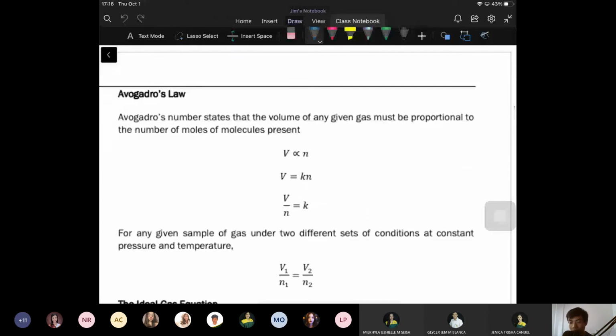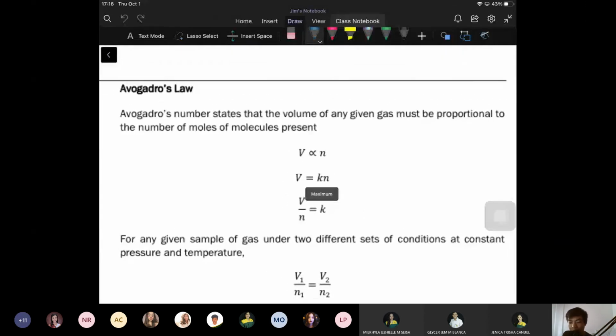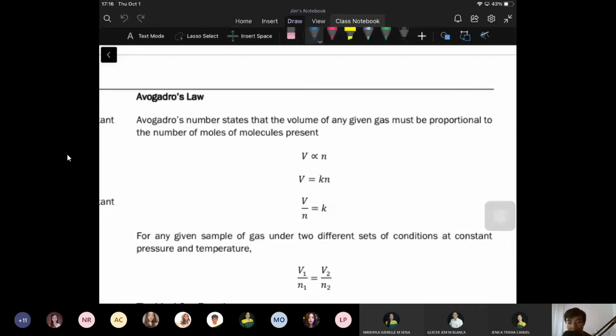Let's have another one, Avogadro's law. So Avogadro's law, ano lang kwento neto ni Avogadro? So, alam natin, Avogadro is known for the stoichiometry stuff. Stoichiometry, that means mga number of particles. So, here's the idea of Avogadro. If you have more particles or more moles of gases, that means they will occupy much higher volumes.